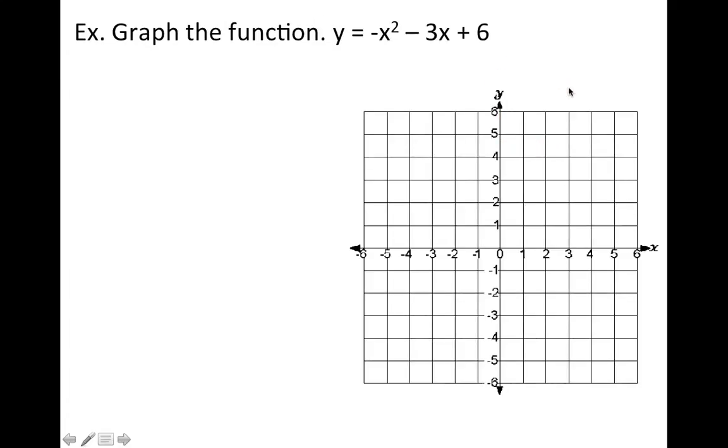And the same thing for this one. Go ahead and plot your points, figure out your vertex, figure out your y-intercept. And your vertex should be negative 3 halves and 33 fourths. And your y-intercept is 6.